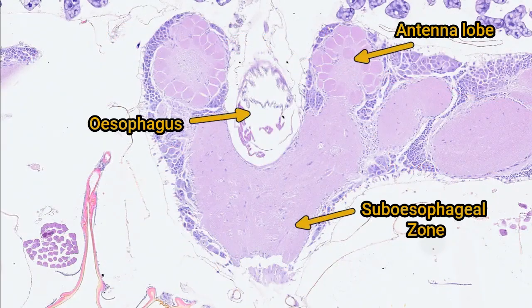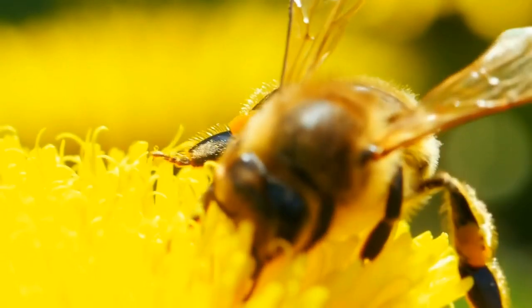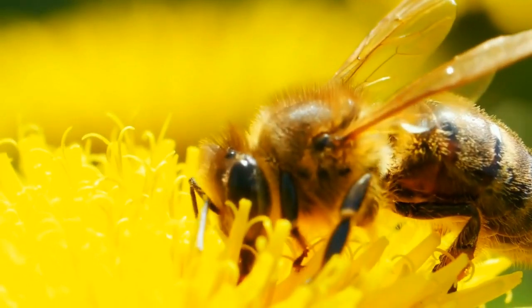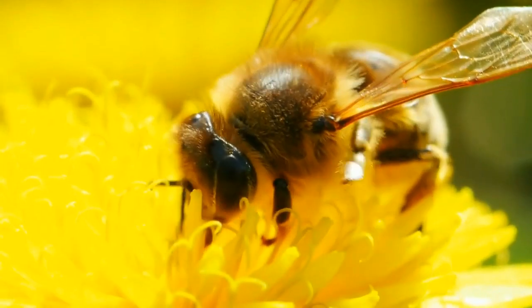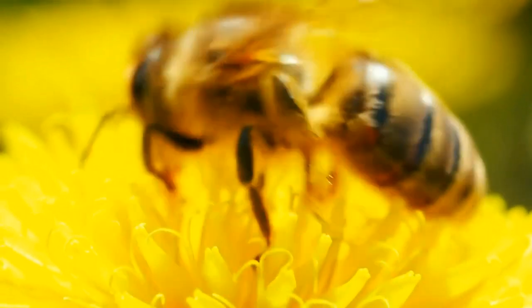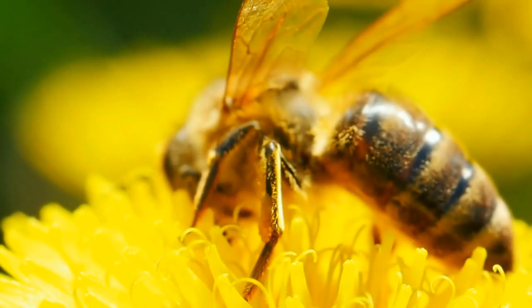The subesophageal zone is responsible for controlling feeding behaviors, sensory integration from the mouthparts, and the motor functions of the mandibles and proboscis. For example, when the bee's antenna contacts a sugar-containing substance, the bee will reflexively extend her proboscis. This so-called proboscis extension reflex is mediated by neurons in the subesophageal zone.